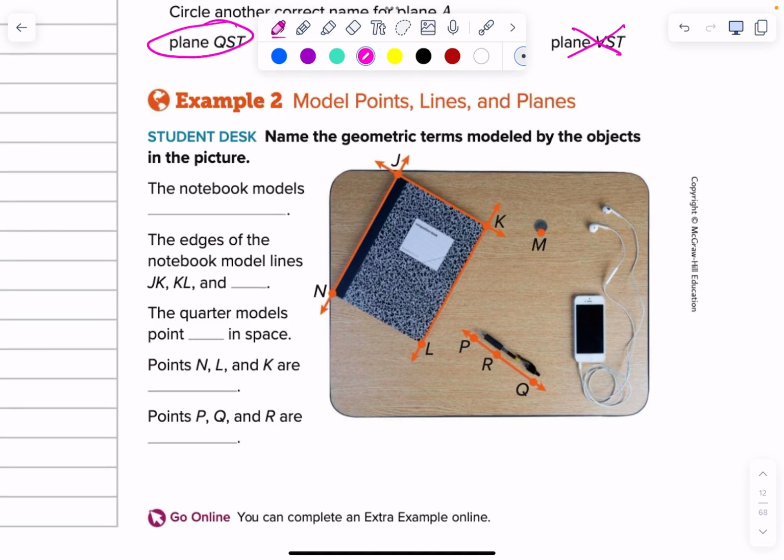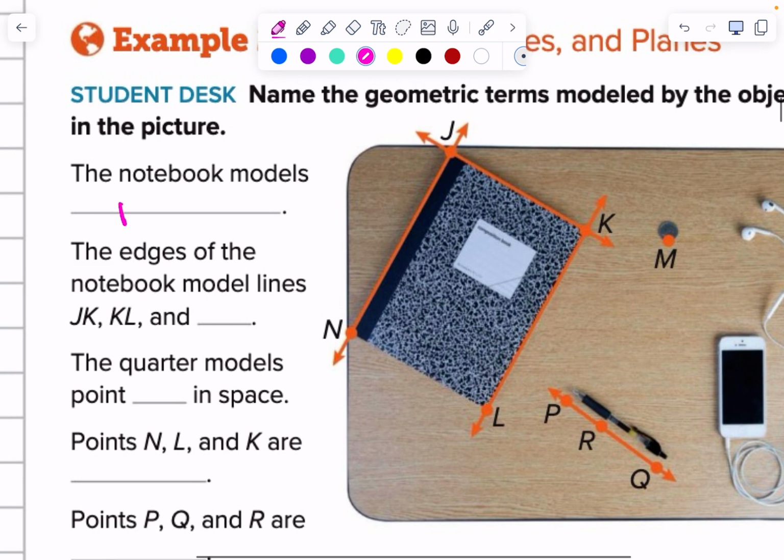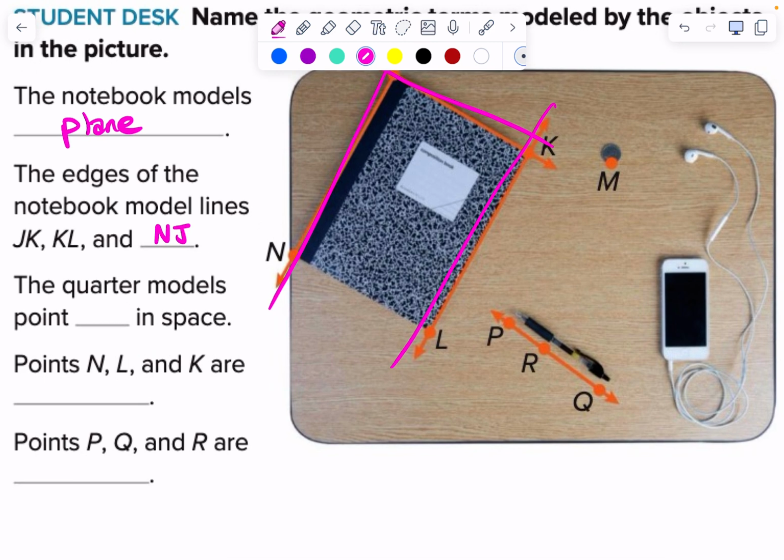Name the geometric terms modeled by the objects in the picture. The notebook models a what? A plane. The edges of the notebook are modeled by lines called JK, KL, and NJ, or JN. They give this one, we want JN, or NJ, right? The quarter models point blank in space. Point M. Points N, L, and K. Where are N, L, and K? N, L, and K are what?